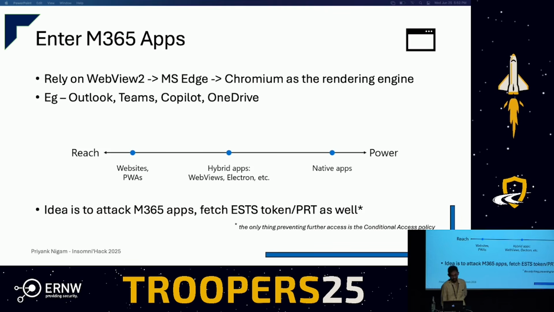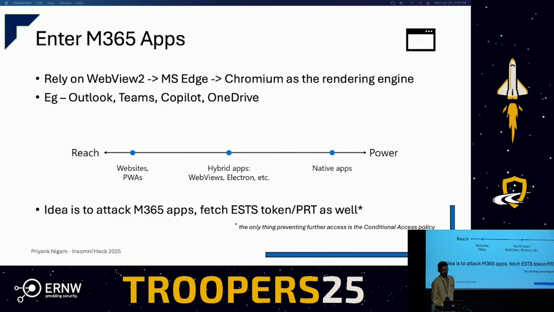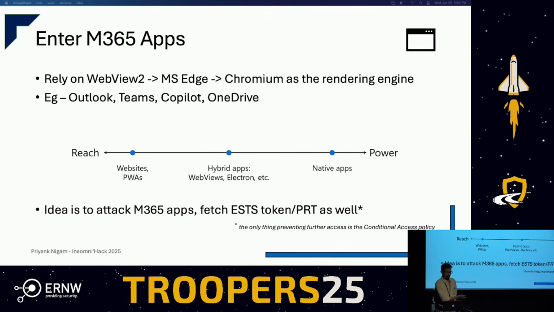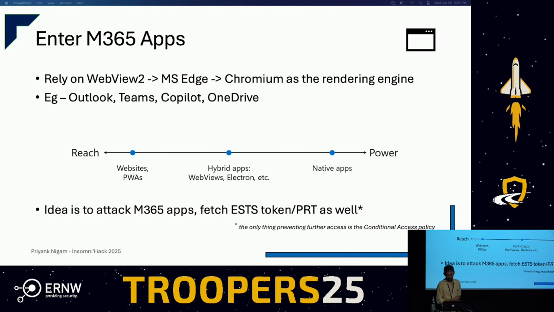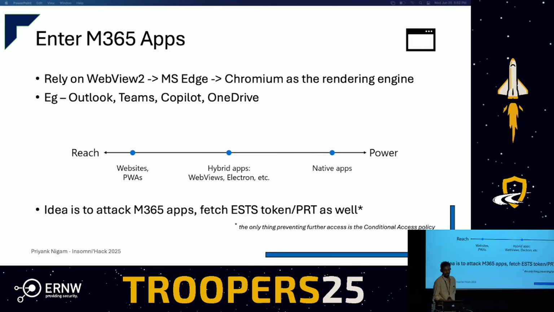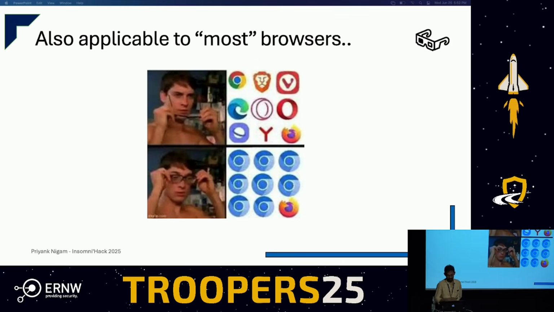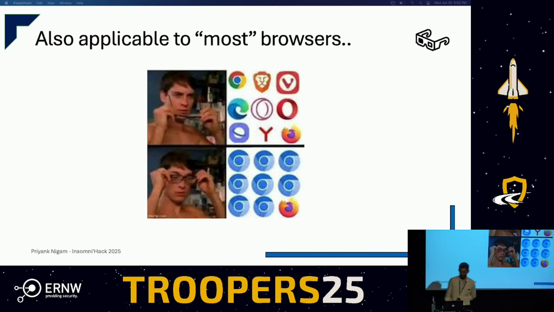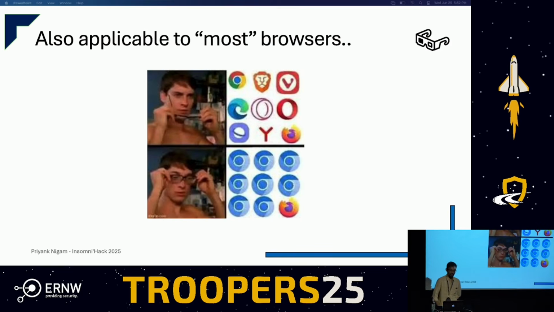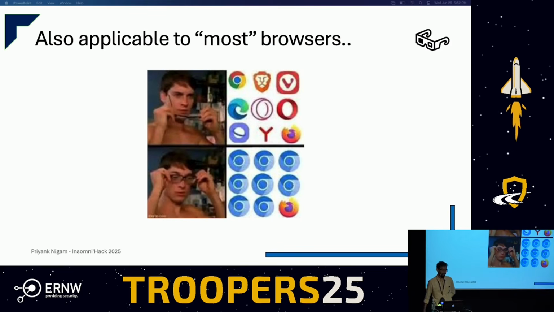So here our idea is to target those apps, and then fetch the ESTS token or primary refresh token, or something longer lived for that particular user, and then see where we can go with that. Also, this is applicable to most other browsers, because it turns out pretty much everything is based on Chromium these days.